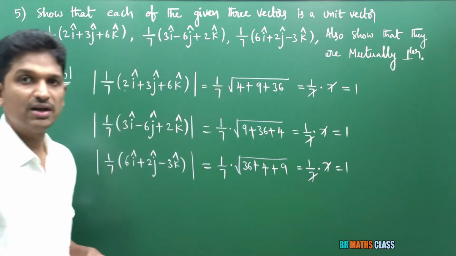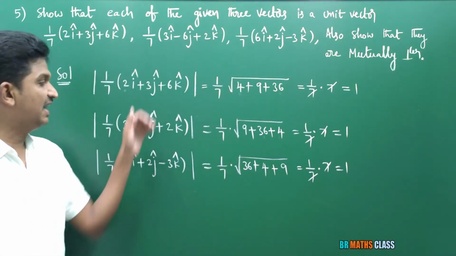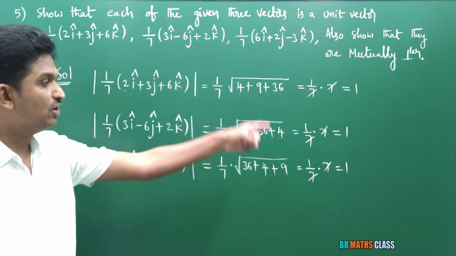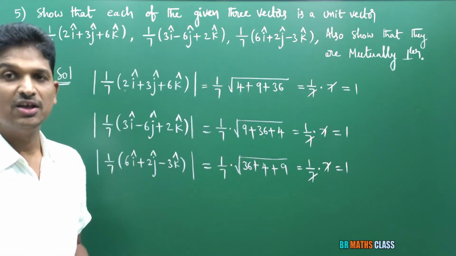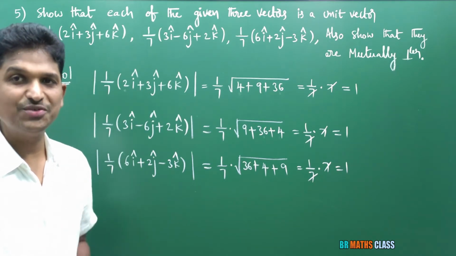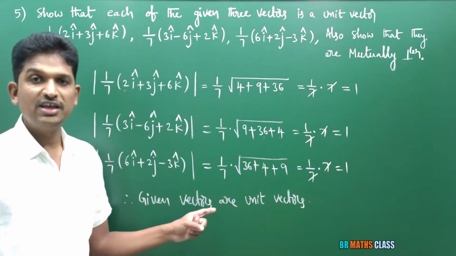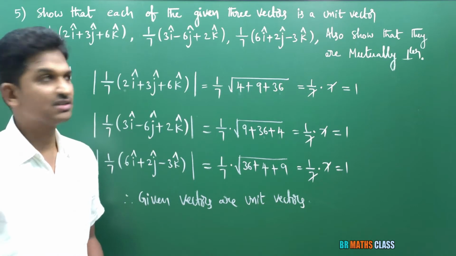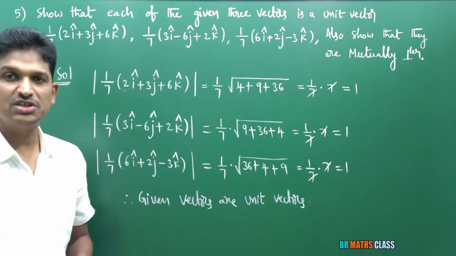You will get 1. So they given 3 vectors. I calculated their magnitudes. I got their magnitudes as 1. So from this what I can say? I can say that given vectors are unit vectors. Therefore, given vectors are unit vectors. So the first part of this question is completed.